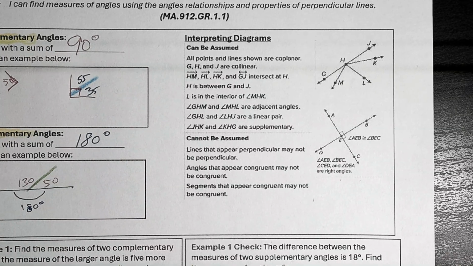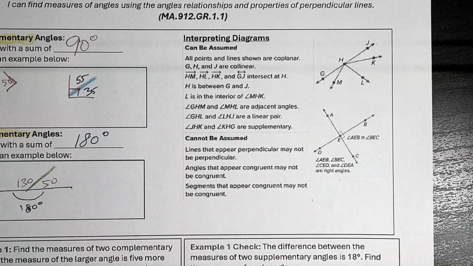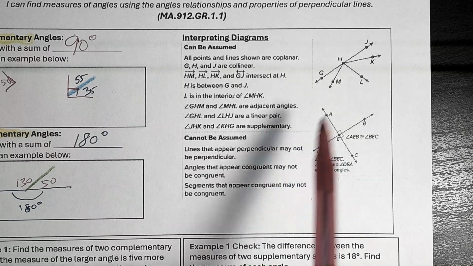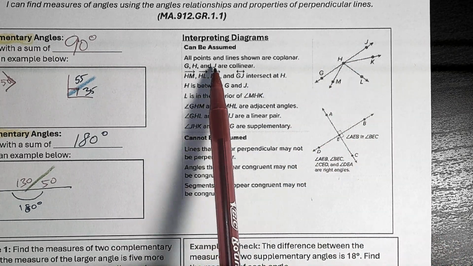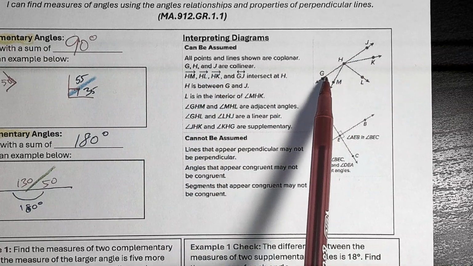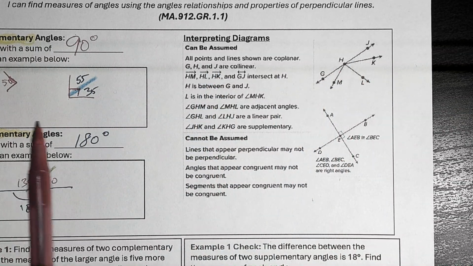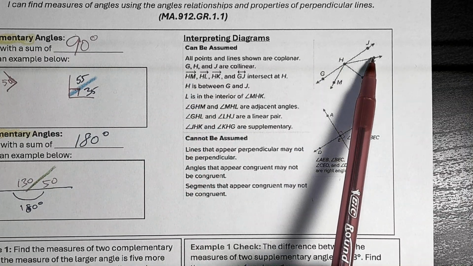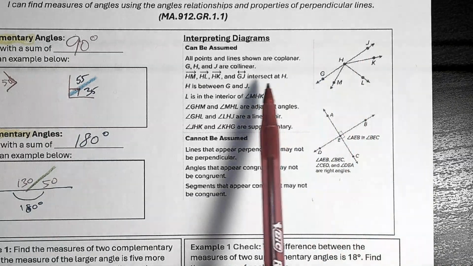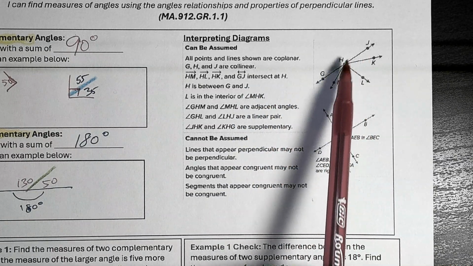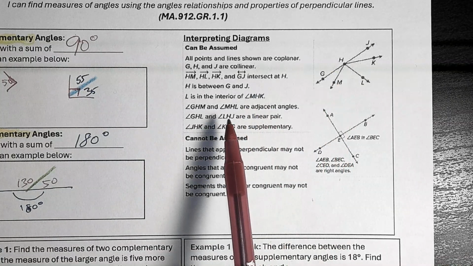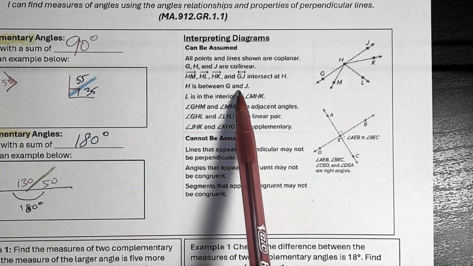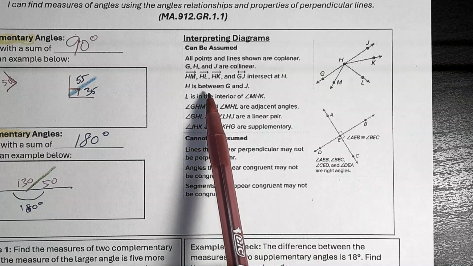Alright, so interpreting diagrams can be assumed. So all points and lines are coplanar, which these are all on the same page. And this is a plane. G, H, and J are collinear. That's because they're on the same line. HM, HL, HK, and GH intersect at point H. So you see it all goes through H. That's true. H is between G and J. That's true. Notice it didn't say in the middle, it just said it's between.